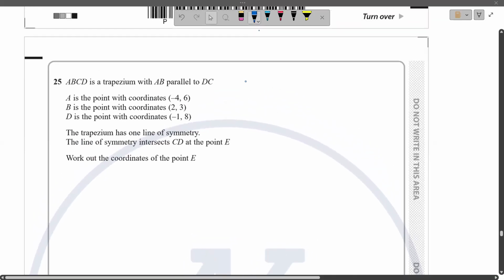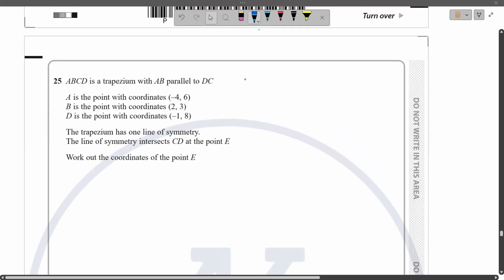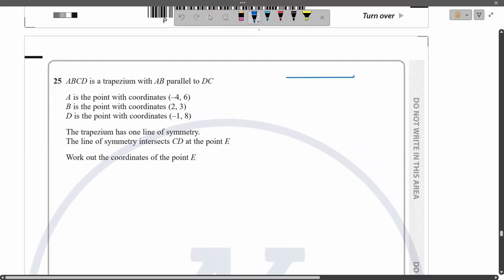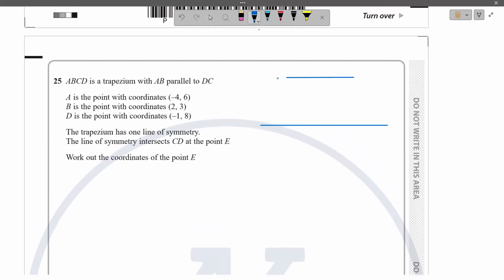Okay, question 25. ABCD is a trapezium with AB parallel to DC. So we have here AB and it's parallel to DC. We have the coordinates of A, B, and D, and the trapezium has only one line of symmetry. So that means it's an isosceles trapezium. We can draw it like this.